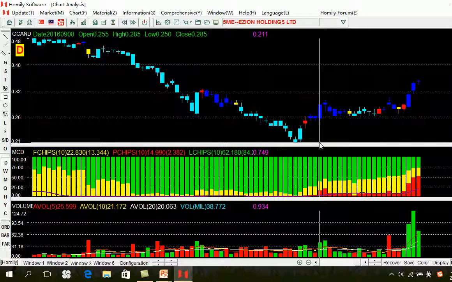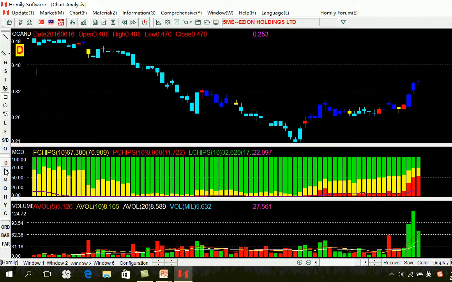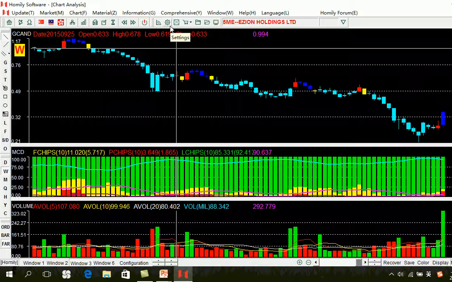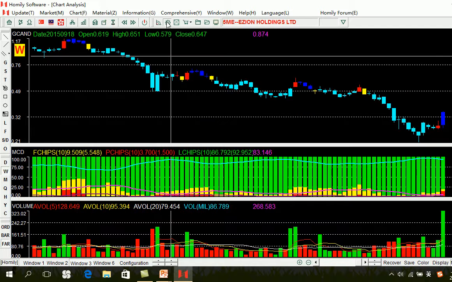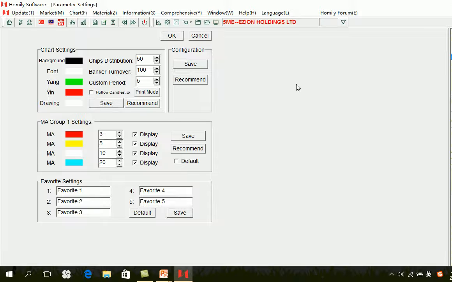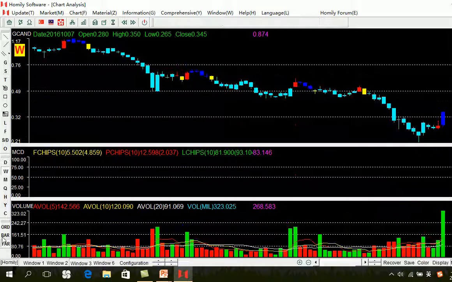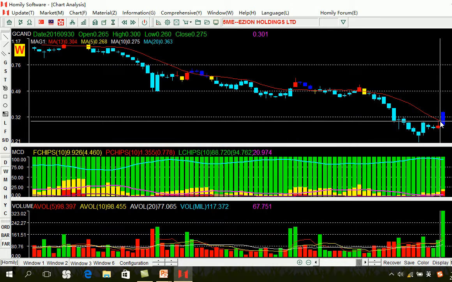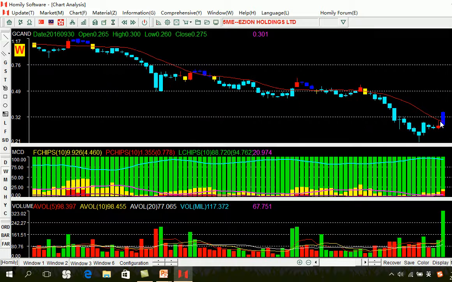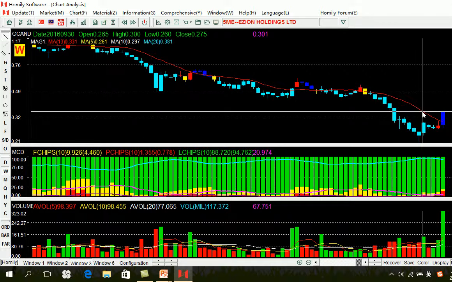Okay, so let's see the weekly chart. How to set the weekly 13 moving average. First, you should click the weekly chart. Then click setting. Click moving average. We can change to 13. Then click save, click OK. Then let's find the moving average. Okay. So let's see this one, for the weekly chart.